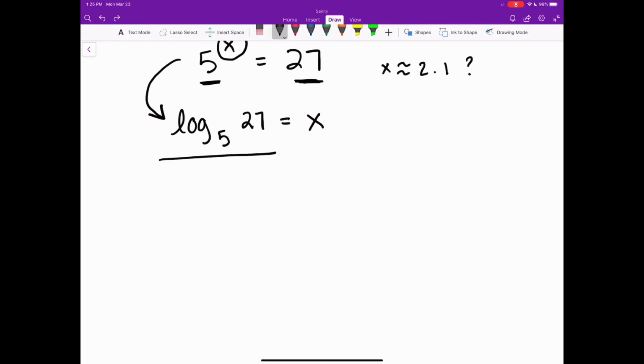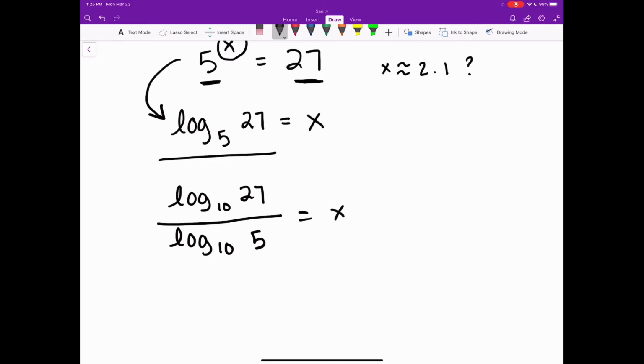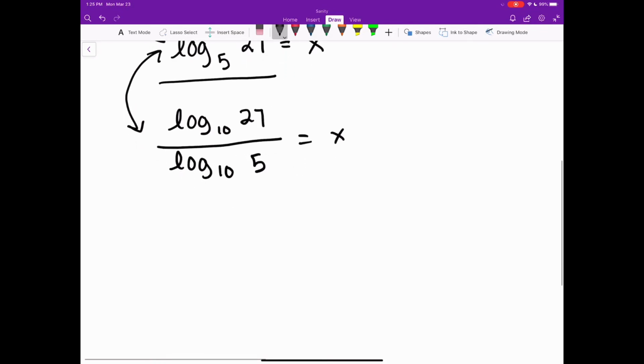So to evaluate this number here, because that's just a number, right? I can use the change of base formula, and we usually choose a different base. We're going to choose base 10 because it's a lot easier to work with on our calculator. So I'm going to take log base 10 of 27 divided by log base 10 of my base, 5, which is equal to x. Again, that's just rewriting this using our change of base formula. And then we can use our calculators to evaluate that.